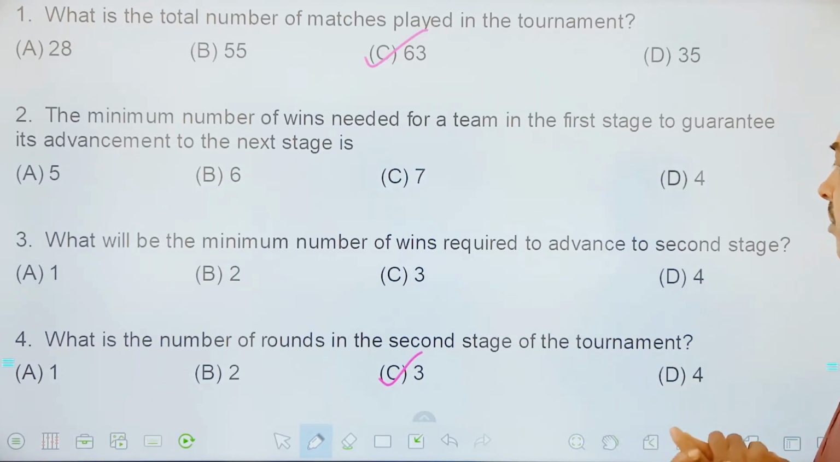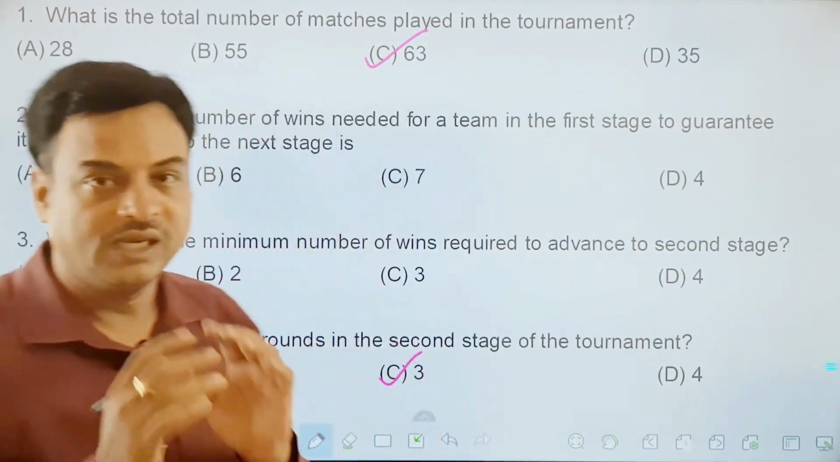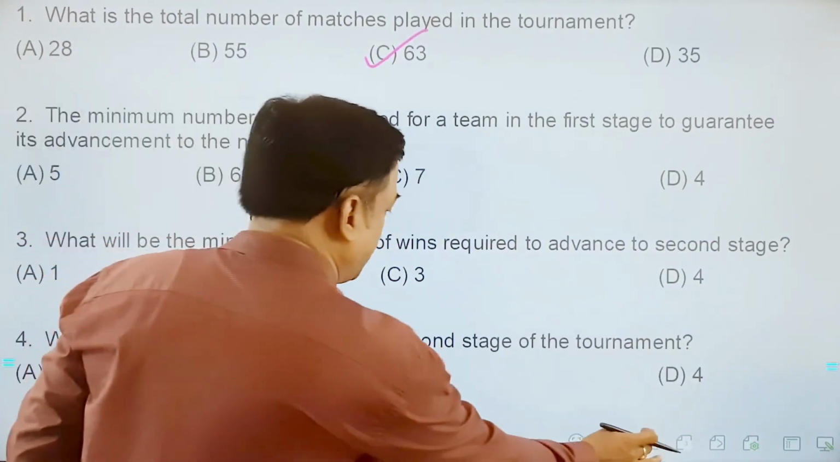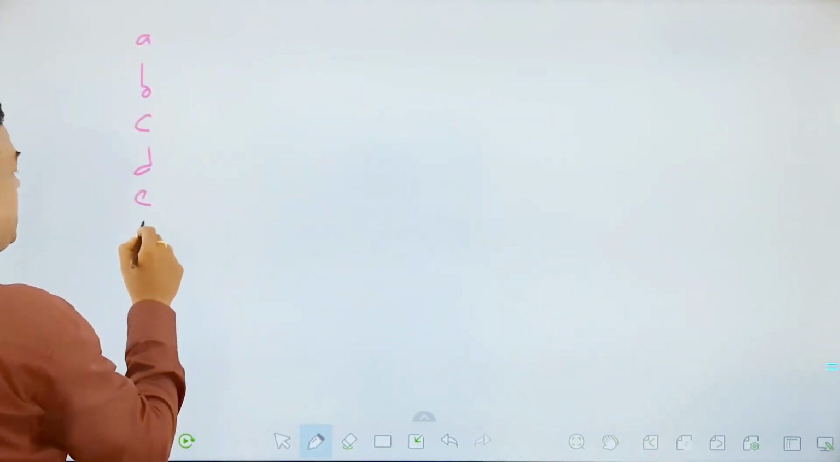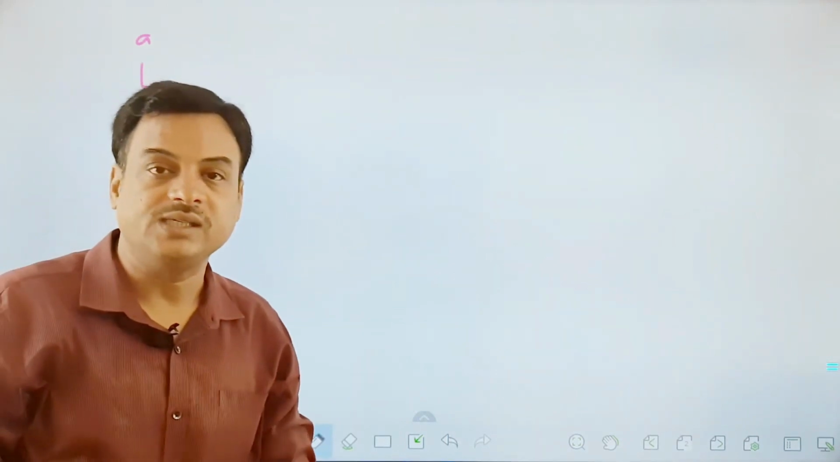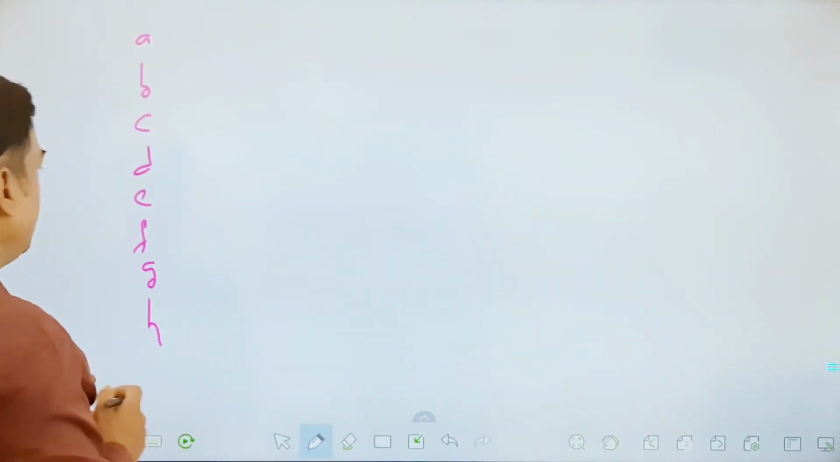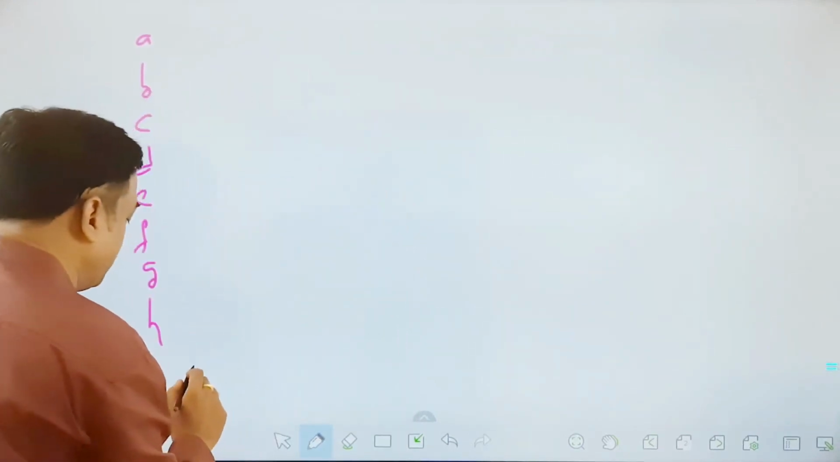What will be the minimum number of wins required to advance to the second stage? Minimum number of wins to advance to the second stage. So quickly, let us understand this question. Say A, B, C, D, E, F, G and H. How many teams will advance to the second stage? 4. So here, my friend, there is a small concept which we can apply.